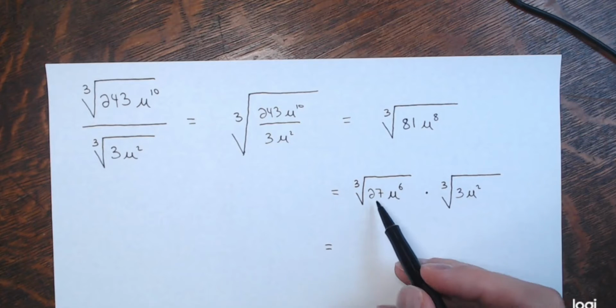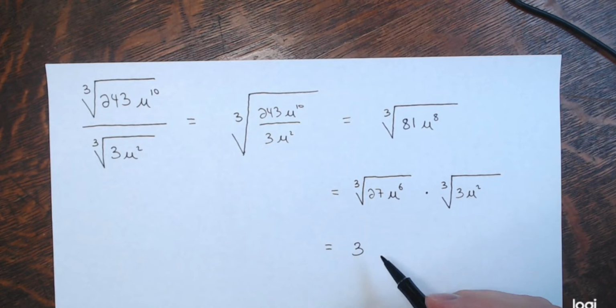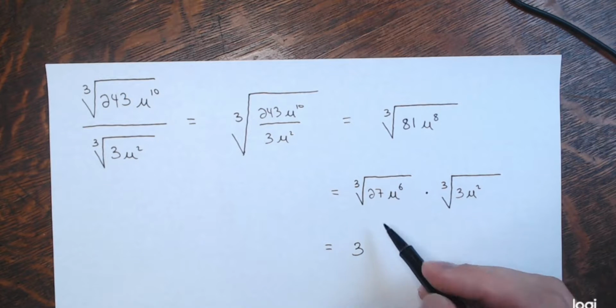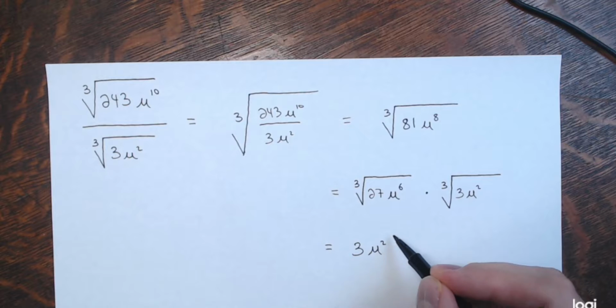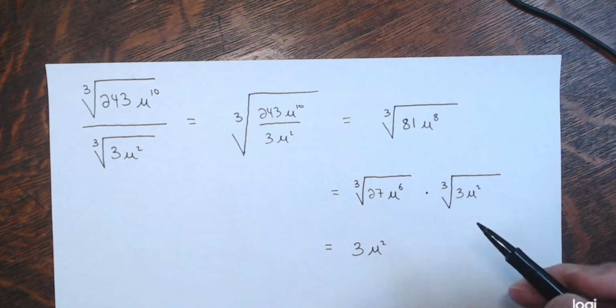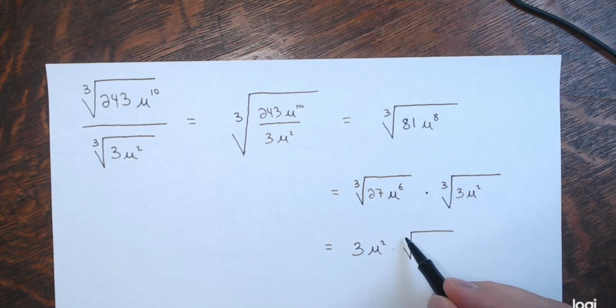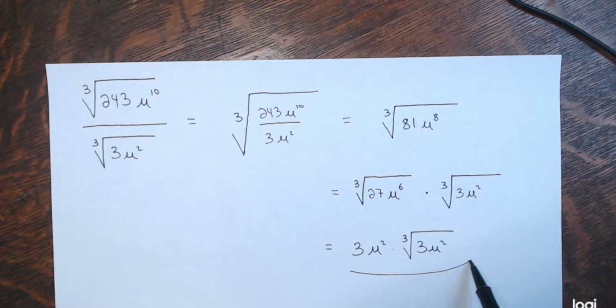And the cube root of 27 is 3, right? 3 to the third power is 27. Cube root of u to the sixth would be u squared, right? u squared to the third would be u to the sixth. So that's 3u squared on the outside, times the cube root of 3u squared on the inside of this radical as well. And there you go. That's as simple as that radical's getting. Right? 3u squared times the cube root of 3u squared.